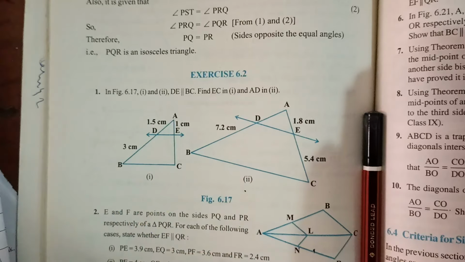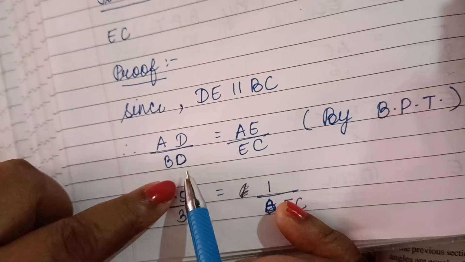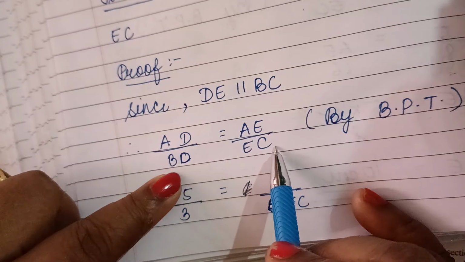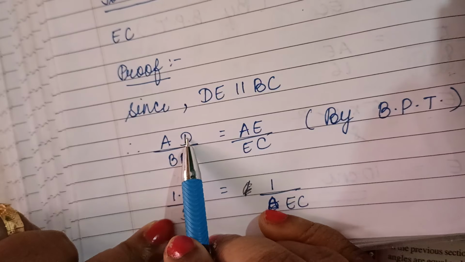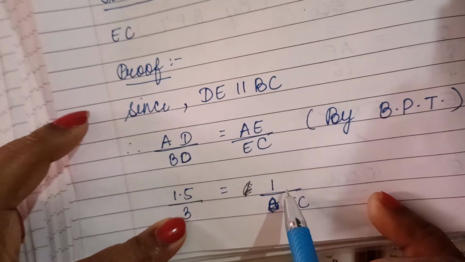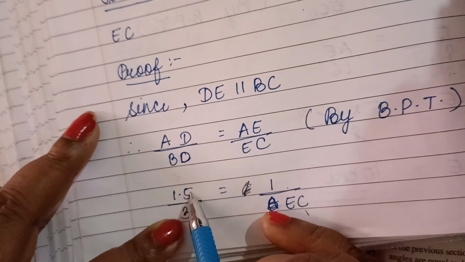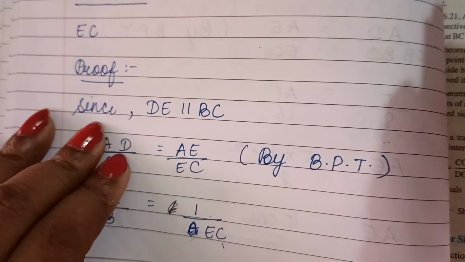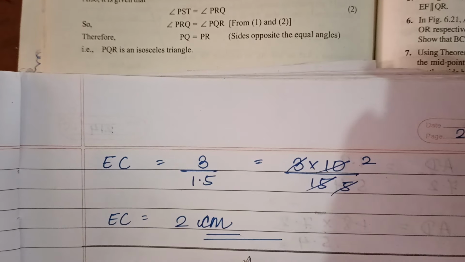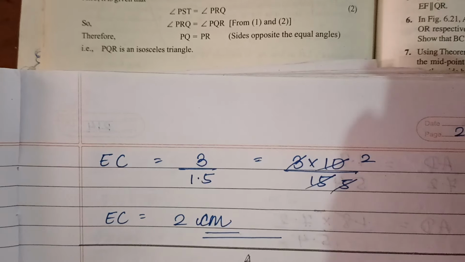So let us solve it. Since DE is parallel to BC, AD by BD is equal to AE by EC by the basic proportionality theorem. AD is 1.5, BD is 3, AE is 1. We have to find out EC. Just solve it. You will get 1 by 2 equals 1 by EC, or EC equals 2. So EC equals 2 centimeters. In the same way you will do the second one also. It's the same process.